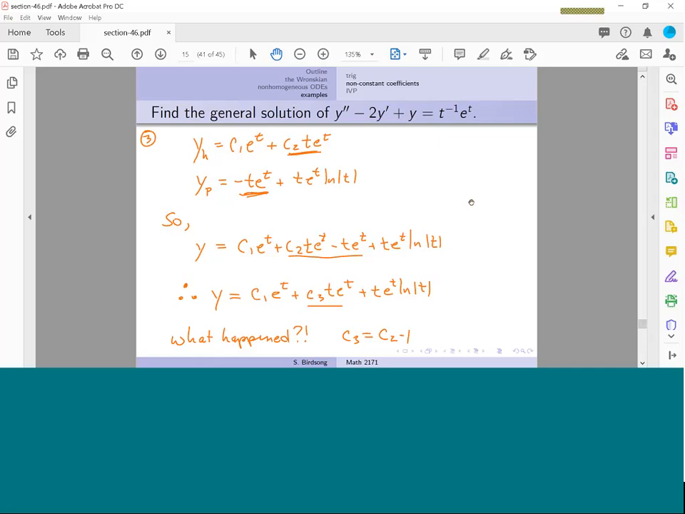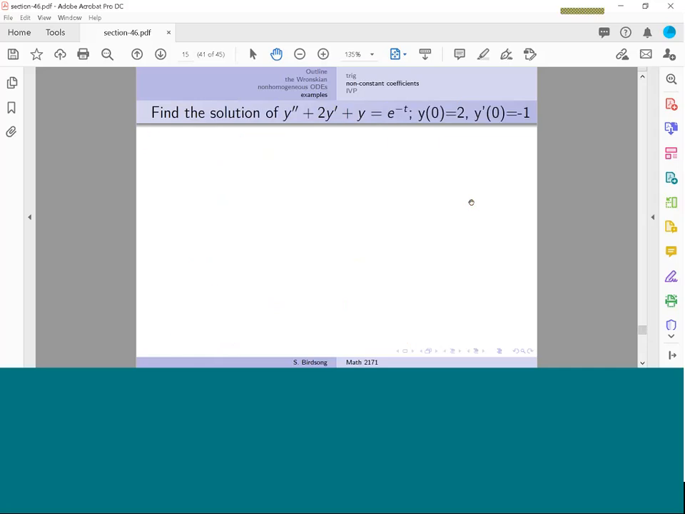All right, so those two examples are the two really big examples of what can happen. And I've got one more example, and for this last example, I'm going to abbreviate some of this stuff. So here's the last example. This one here is the initial value problem. It's got second derivative plus 2 times derivative plus the original dependent variable equals e to the negative t.